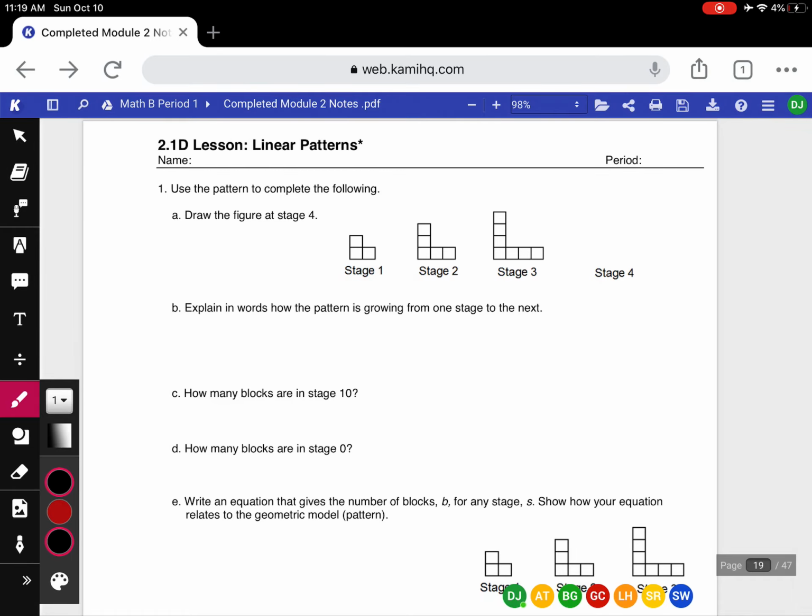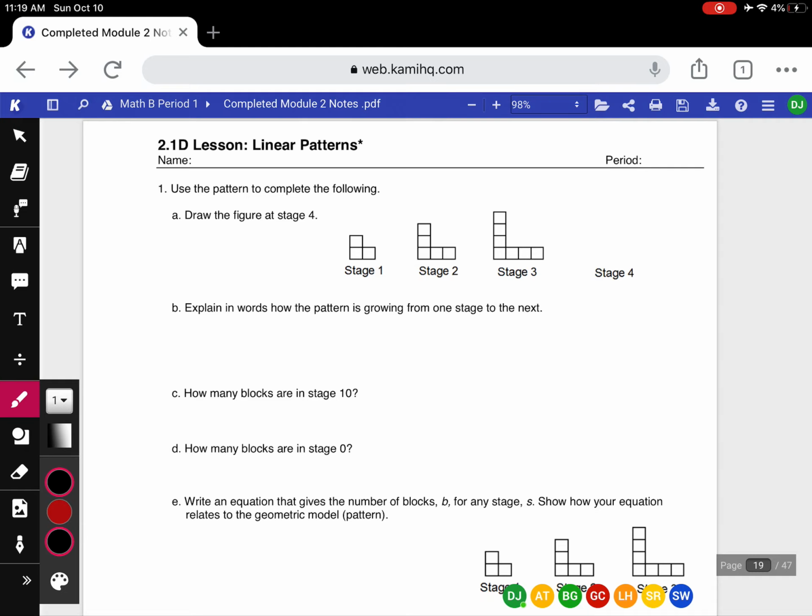Hey everybody, what we're going to be doing today is lesson 2.1D, linear patterns. So please follow along with your notes as I do the notes here. Today we are going to be creating linear equations based off these stages.